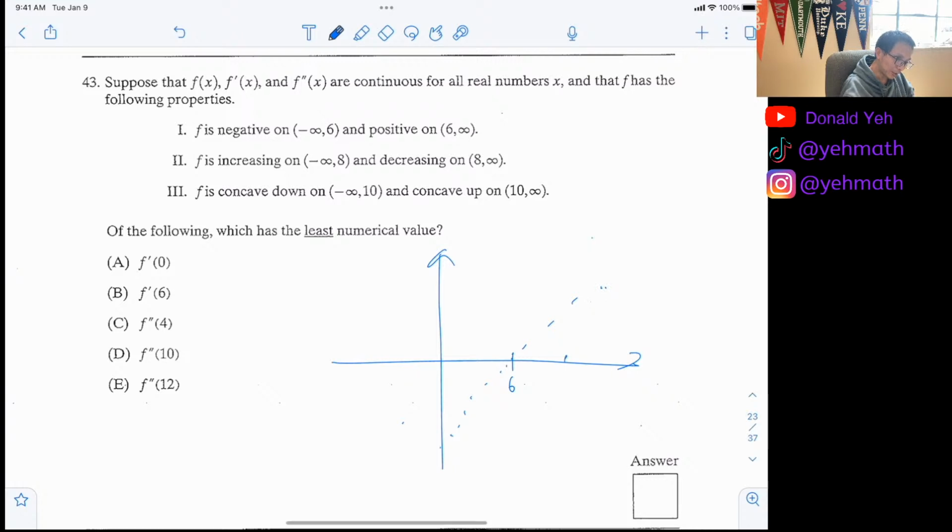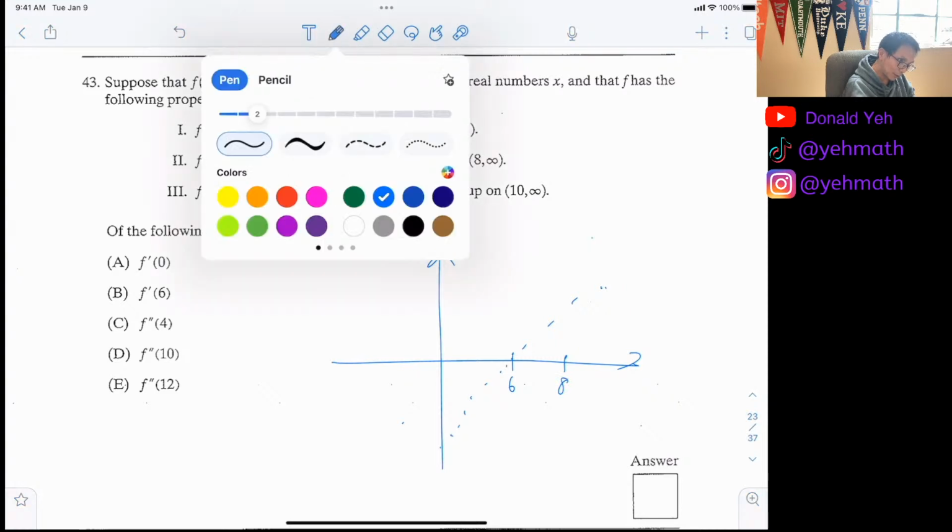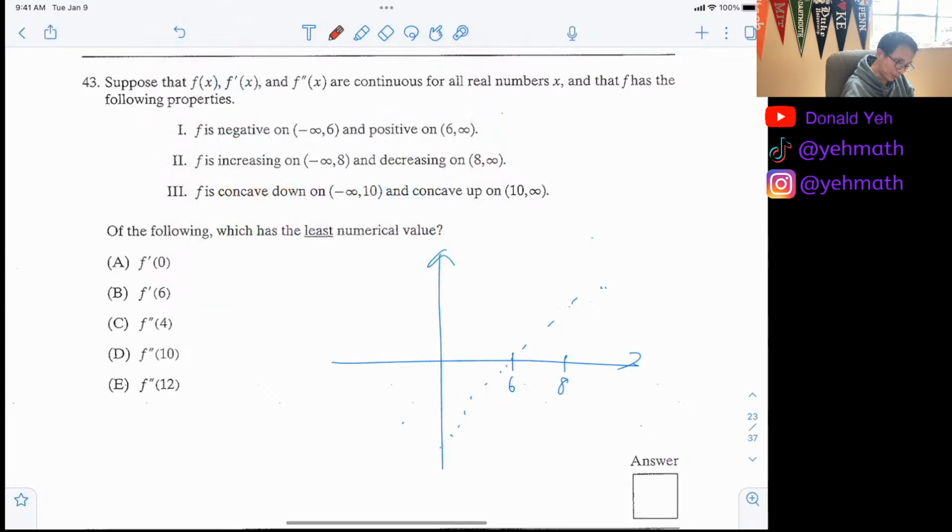Increasing to 8. So all the way to 8, there is a smile. It's a sad face, actually. All the way to 8, there is increasing, decreasing. All the way to 10, there is an inflection point. It was changing from down to up. So I'm going to graph that now. And after that, it's going to go up like this. So this is the inflection point.